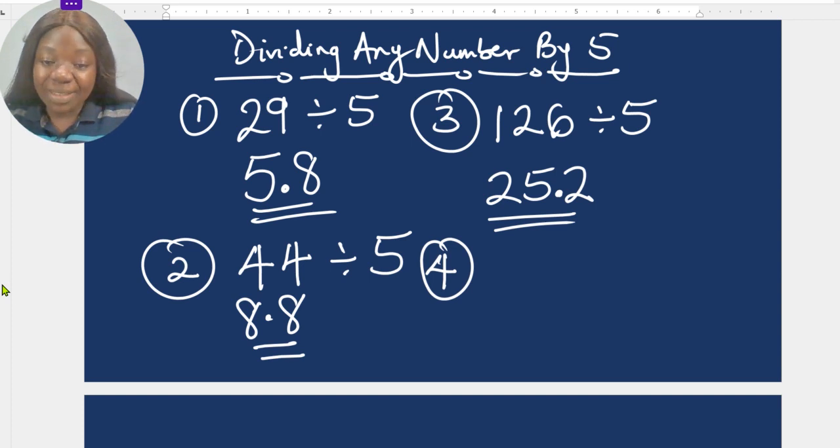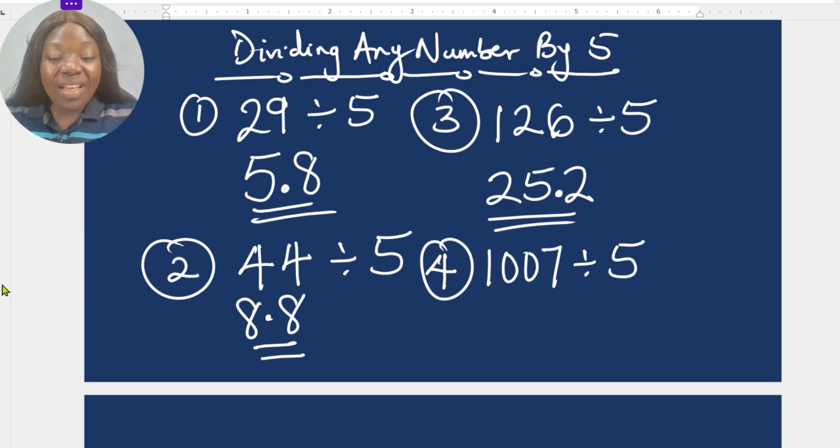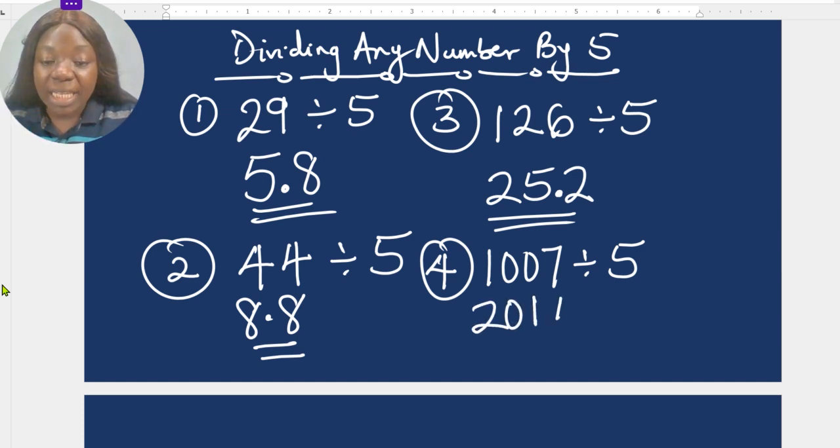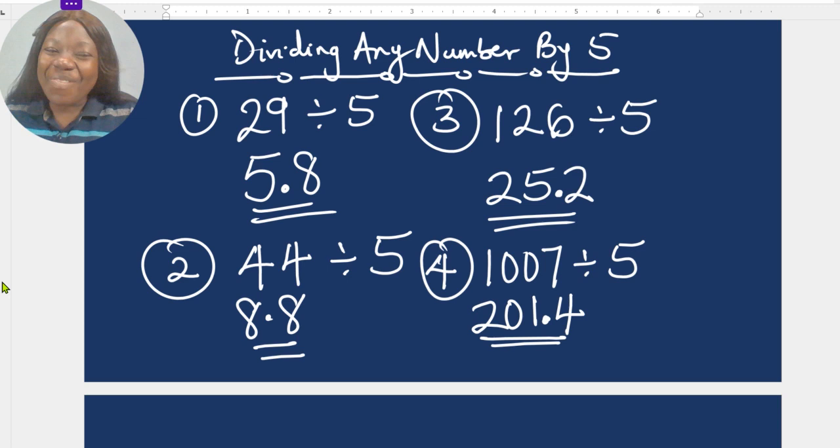Now let's look at number 4. What is 1007 divided by 5? Double 1007, that will give you 2014. Then introduce a decimal point before the last digit on the right. The last digit is 4. Introduce a decimal point before 4, you have 201.4.